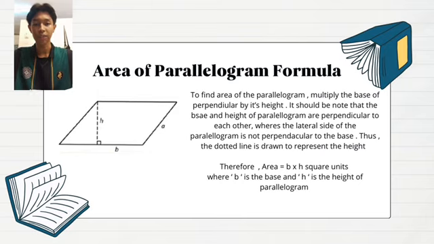So we move to the next topic, which is the area of parallelogram formula. To find the area of a parallelogram, multiply the base by its perpendicular height. It should be noted that the base and height of a parallelogram are perpendicular to each other, whereas the lateral side of the parallelogram is not perpendicular to the base. Thus, the dotted line is drawn to represent the height. Therefore, area equals B times H square units, where B is the base and H is the height of the parallelogram.